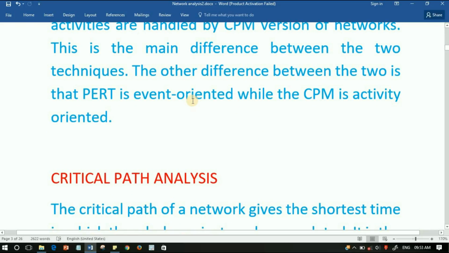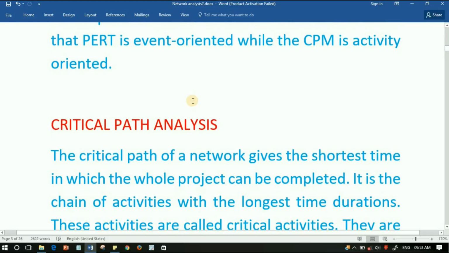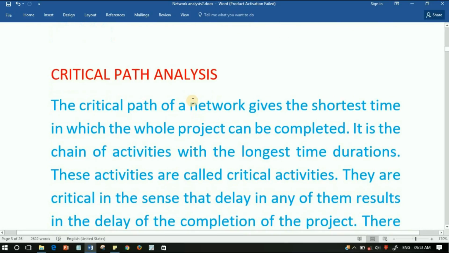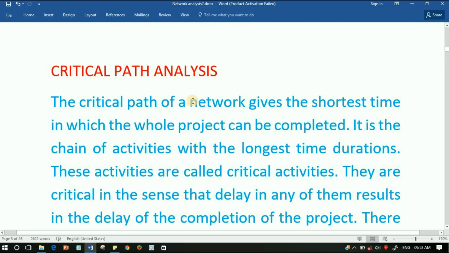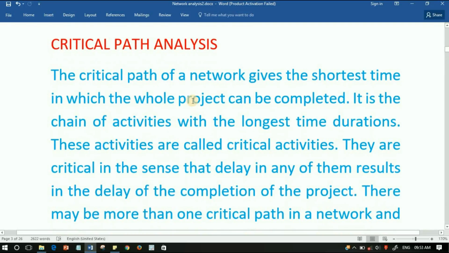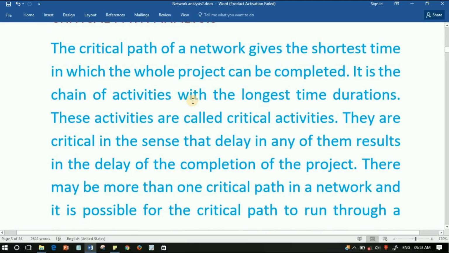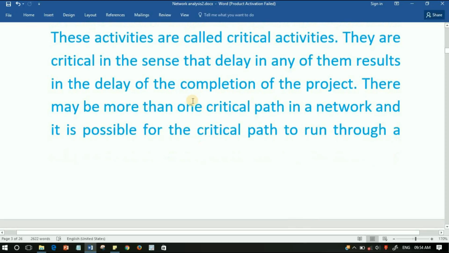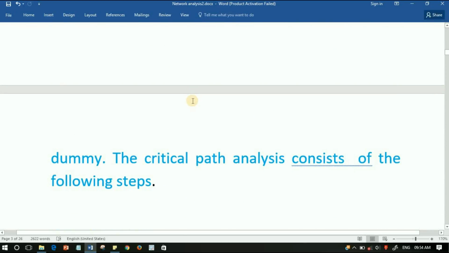Now we will discuss critical path analysis. The critical path of a network gives the shortest time in which the whole project can be completed. It is a chain of activities with the longest time durations. These activities are called critical activities. They are critical in the sense that delay in any one of them results in the delay of the completion of the project. There may be more than one critical path in a network, and it is possible for the critical paths to run through a dummy.